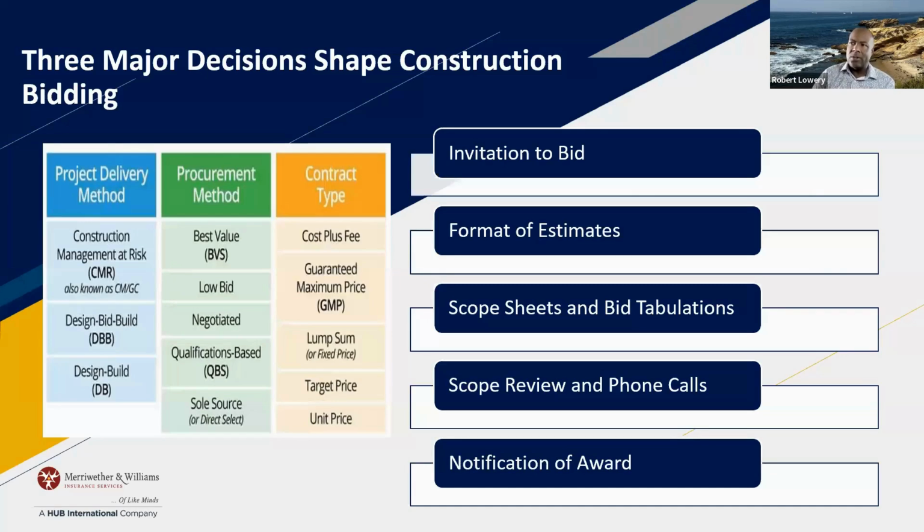There are times when it's negotiated. Sole source is another. If you're the only person that has that product, they're going to sole source it to you. Contract types: cost plus a fee, guaranteed maximum price.